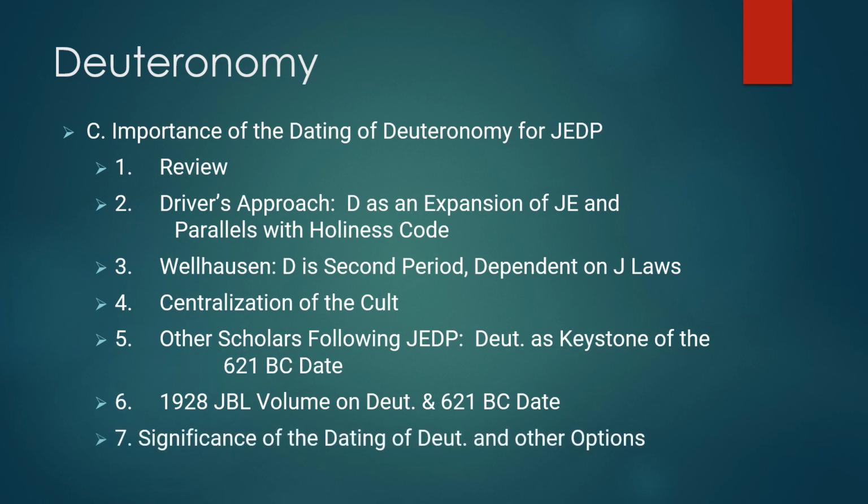So why am I going through all this? Because I want to impress upon you the importance, the significance of the date of Deuteronomy in this whole JEDP theoretical structure. I mean, if dating Deuteronomy in 621 is a mistake, then you've undermined this whole elaborate critical theory, and these people readily admit that.